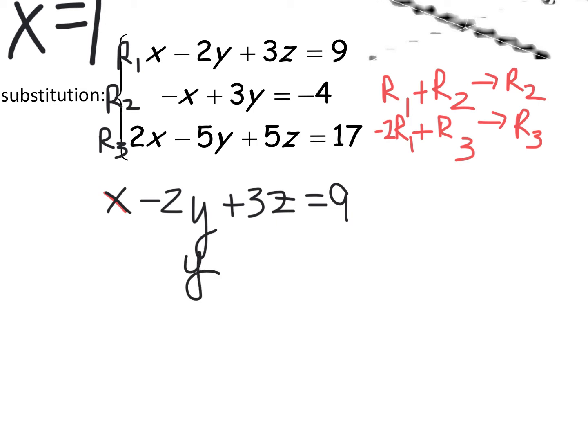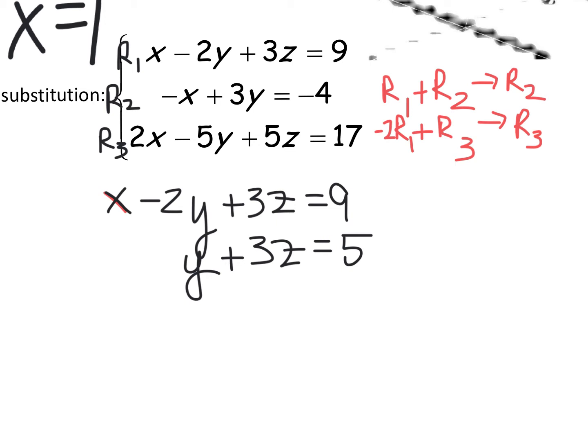And then I'm going to add the z's, 3z plus 0. I just go ahead and add those. 3z plus 0 is 3z. And that is equal to 9 plus negative 4. The constants, 9 plus negative 4, is going to equal 5. And so now I have a row 2 with a y and a z.